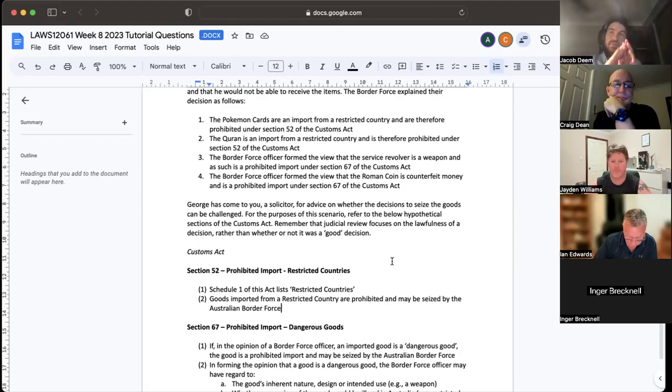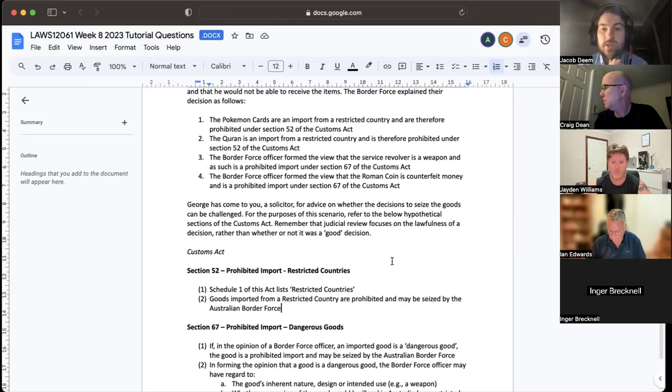And if we think about that classic formula of if X exists, Y may do Z, Y being the decision maker, Z being the action, X being some jurisdictional threshold or potentially a jurisdictional fact. So you're talking about discretion around Z, right? What the decision maker may choose to do. And they've got options. They can choose to seize it. They can choose not to. That's absolutely right. What about thinking about X? So this precondition of the import being from a restricted country or not.